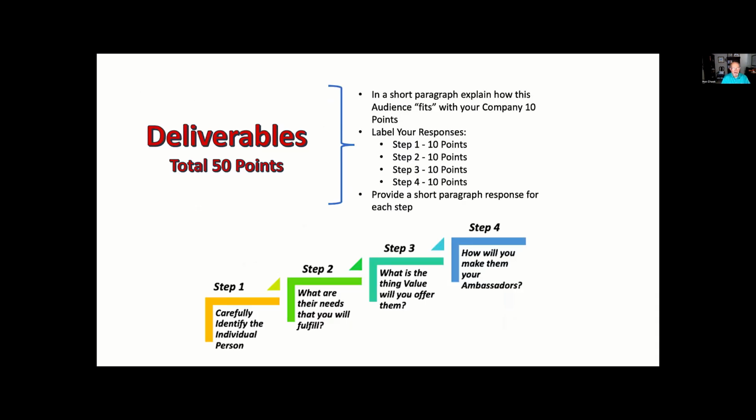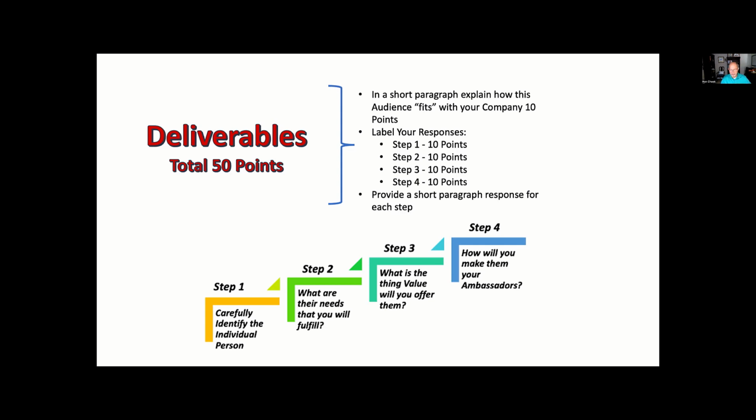Here's what we're doing. Deliverables, 50 points. Number one, in a short paragraph, explain how this audience fits with your company, your passion, 10 points. Label your responses 1, 2, 3, 4. Step 1, we told you. Step 2, step 3, step 4.